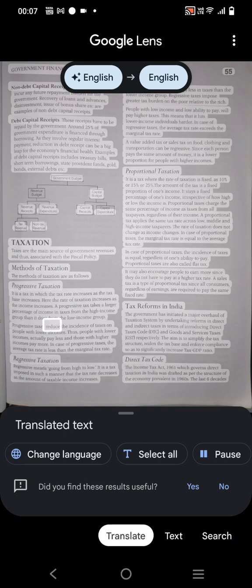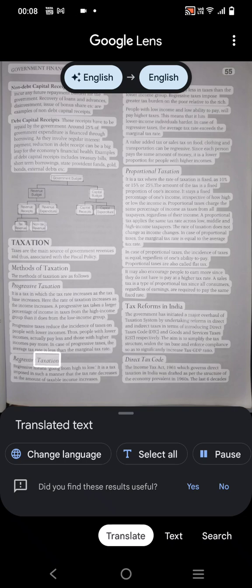Progressive taxes reduce the incidence of taxes on people with lower incomes. Thus, people with lower incomes actually pay less and those with higher incomes pay more. In case of progressive taxes, the average tax rate is less than the marginal tax rate.